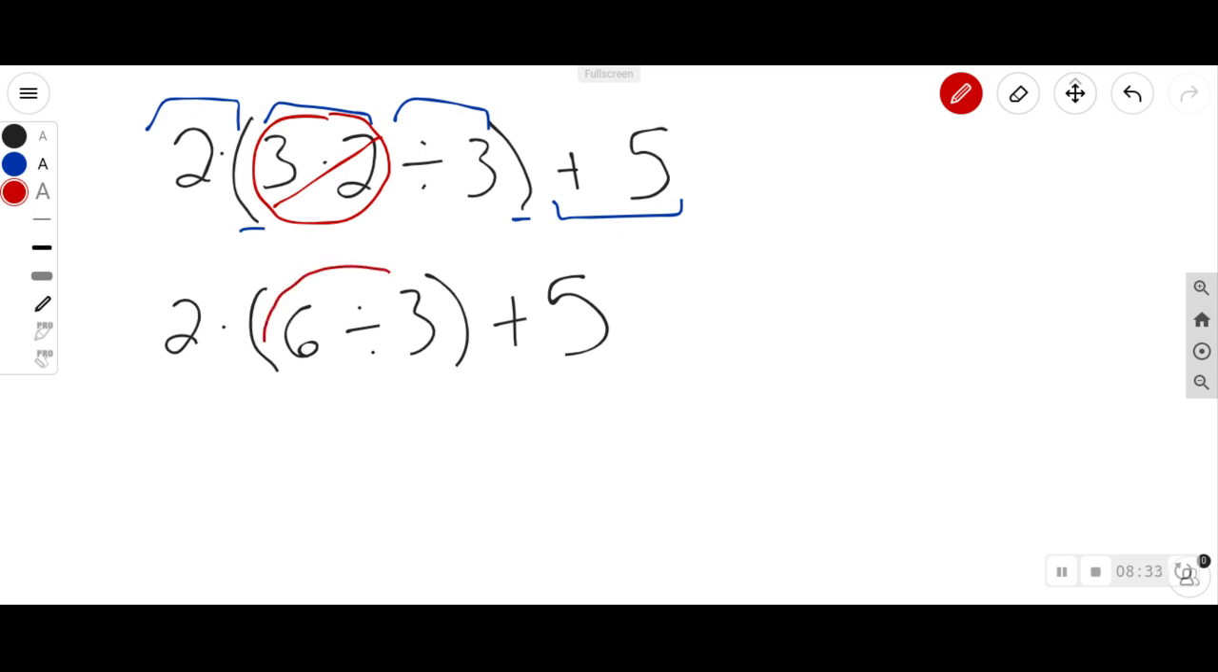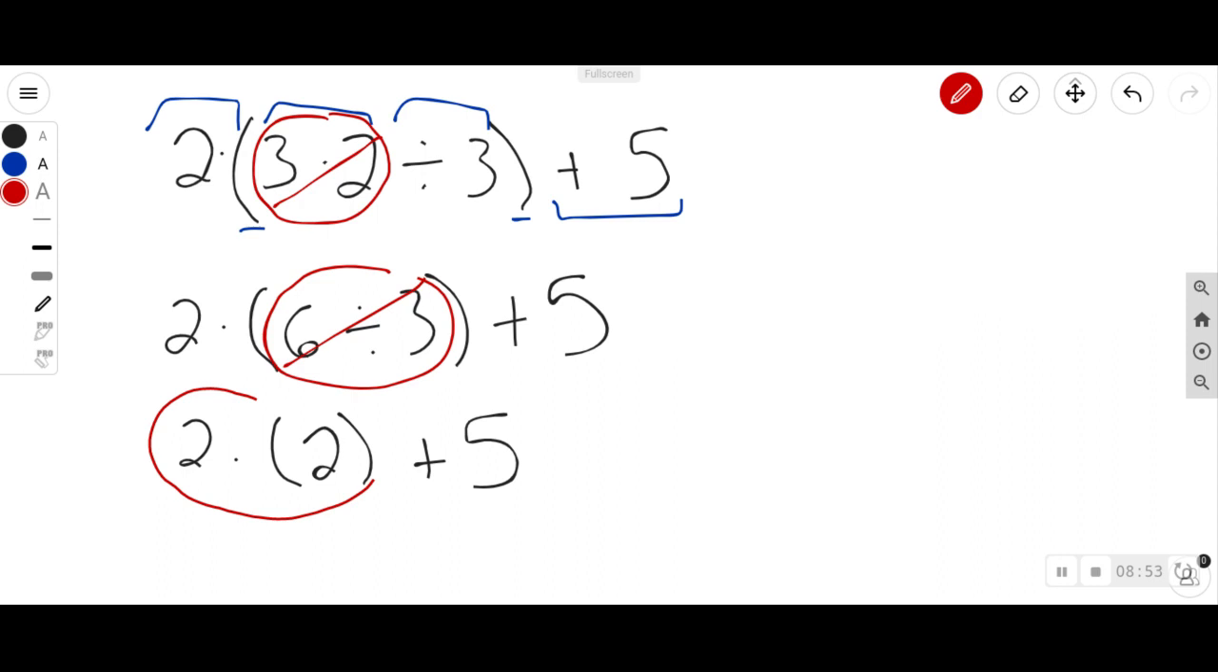Now we have this divide. Now I know this times is on the left, but there's parentheses, so it goes first. So we're still going to have the 2 times. 6 divided by 3 is 2. Close it and put a plus 5.